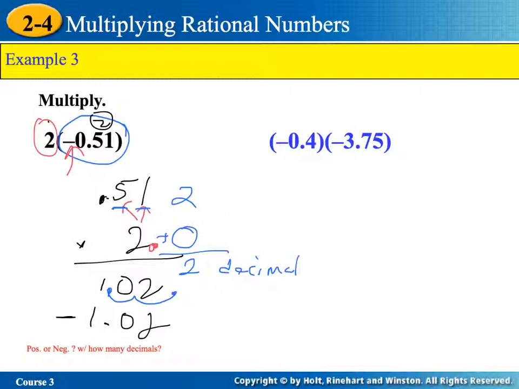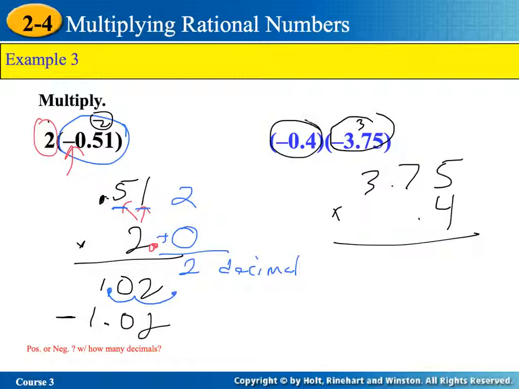All right, so if you look at this, I'm going to put the one with the greater number of digits on top. So I have 3.75 times 0.4. It has more digits, 3 digits here, 1 digit. Or you could put that 0 in, but that doesn't hurt at all. Again, multiply the same way we normally would. 4 times 5 is 20. Carry the 2. 4 times 7 is 28, plus 2 is 30. 4 times 3 is 12, plus 3 is 15.